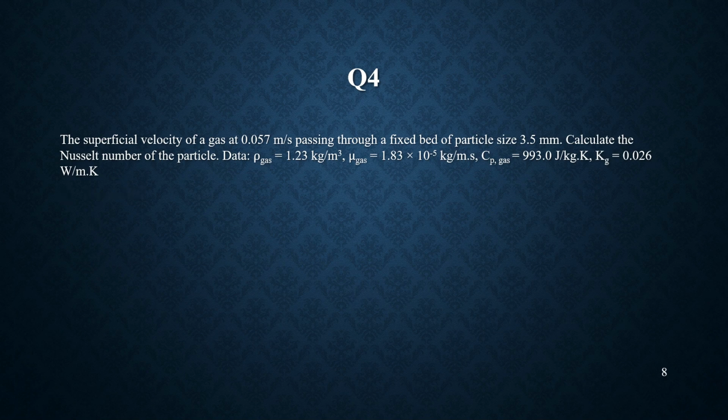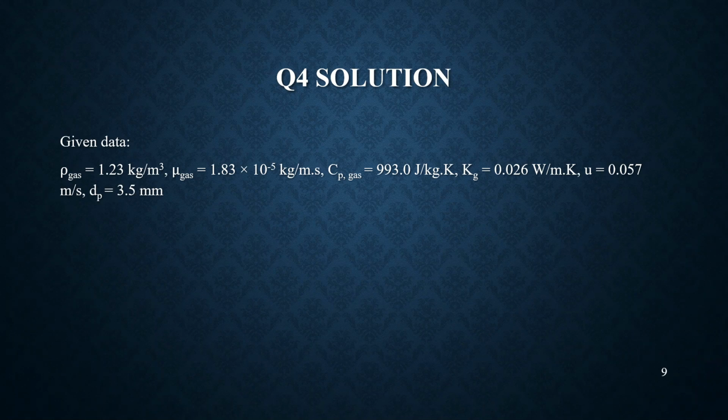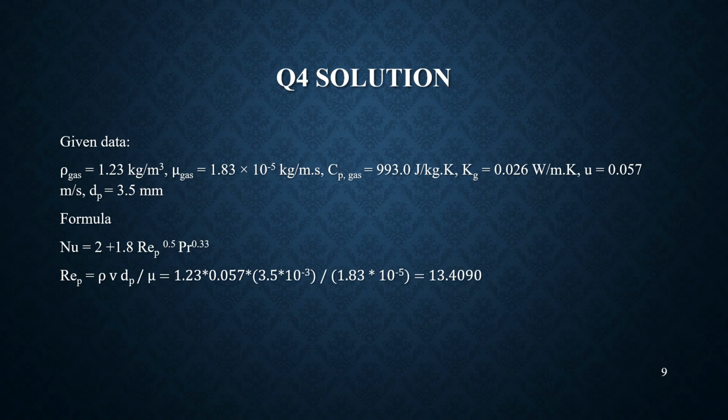It is a simple substitution. And next we have calculated the particle Nusselt's number. It's similar to Sherwood's number. So we are using 2 plus 1.8 into Reynolds number power 0.5 into Prandtl number power 0.33. If it is a Sherwood number, we would be using Schmidt number in place of Prandtl number. That is the only difference.